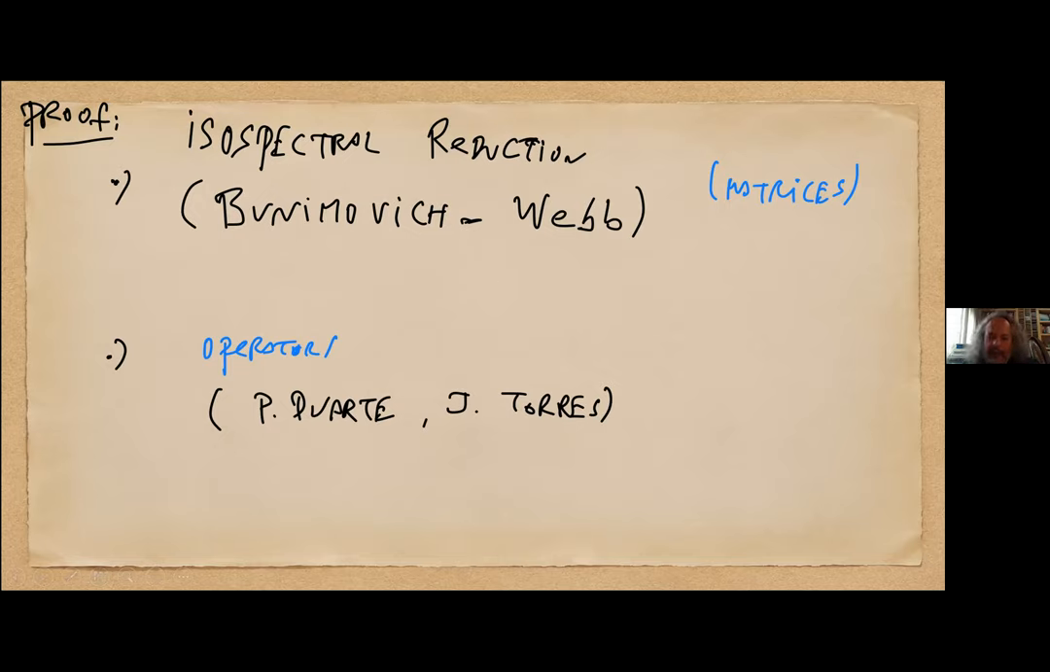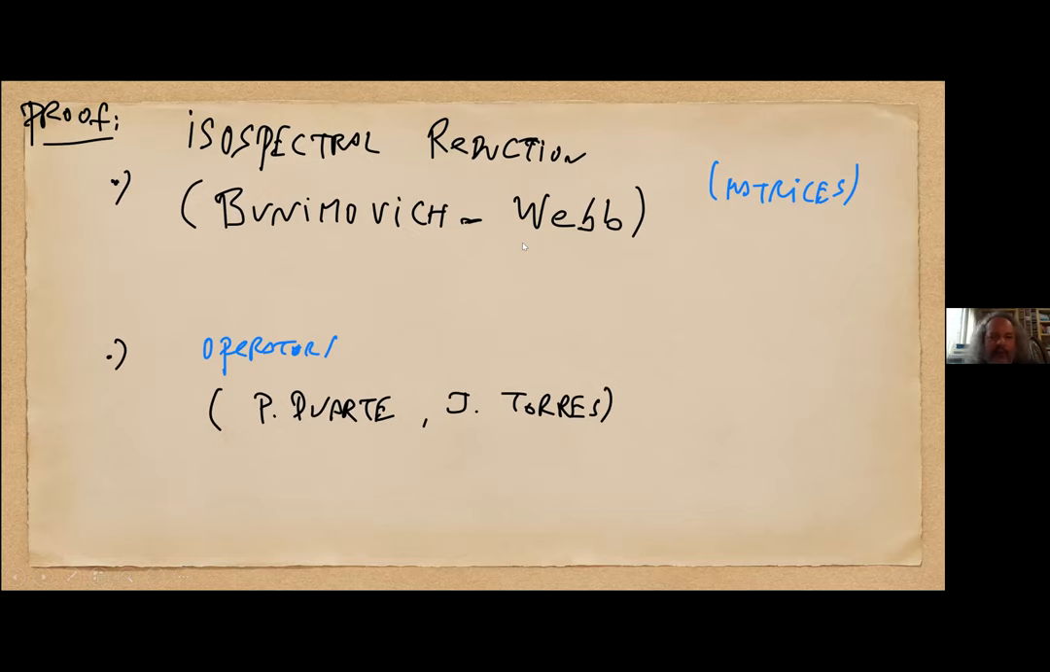And well, the idea is to reduce the size of the matrix, but keeping as much information as possible about the spectrum. Of course, it's much easier to deal with small matrices than larger ones. But if you can preserve the information about the spectrum, then you can deal with the smaller matrices, find something about the spectrum, and transport this information to the original case. That's more or less what the theory of Bunimovich and Webb does.